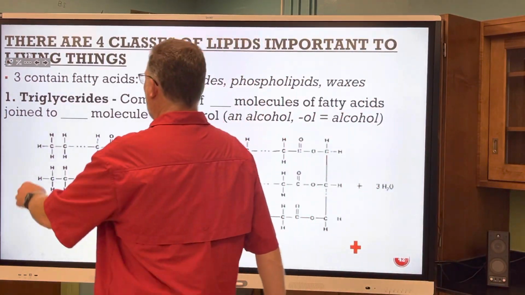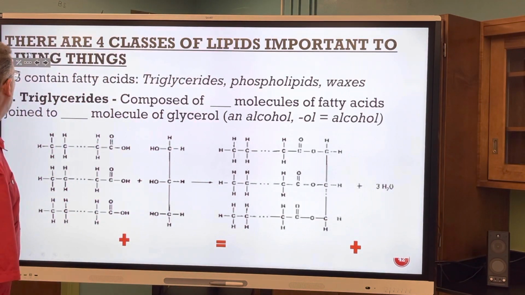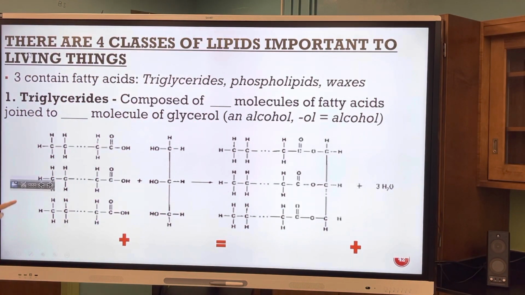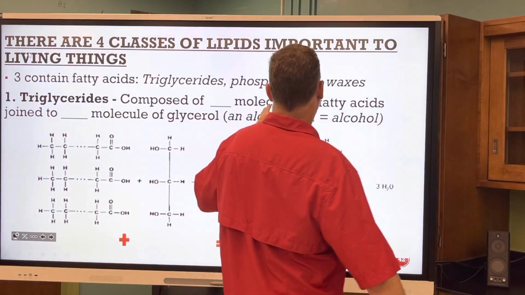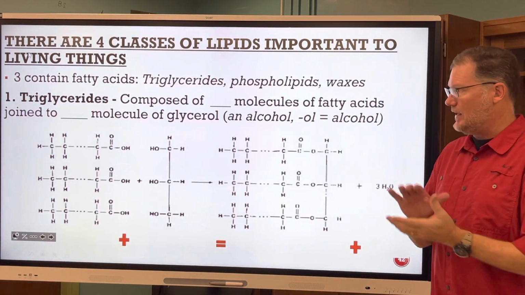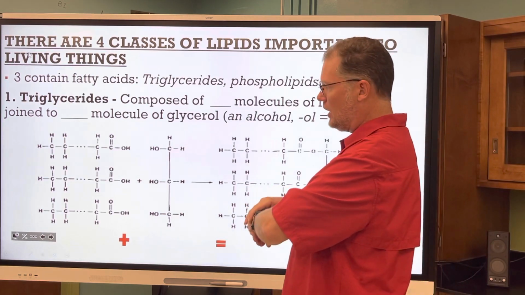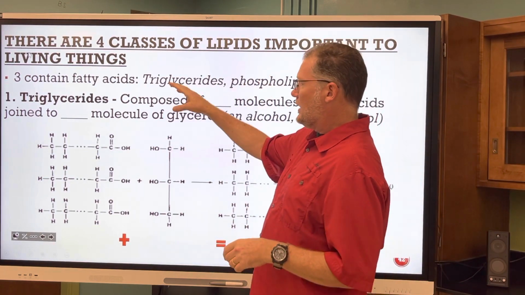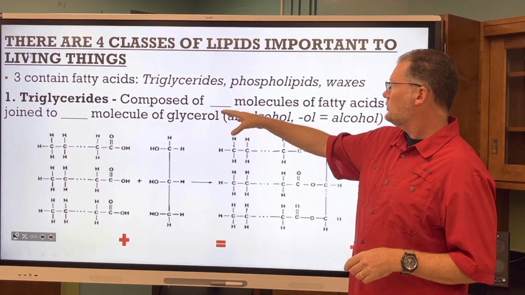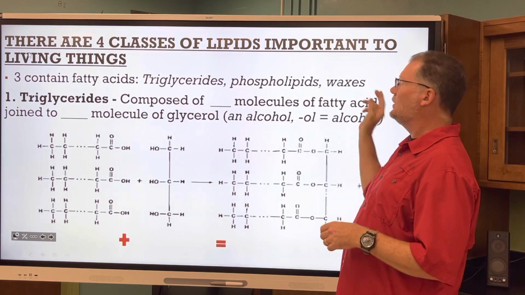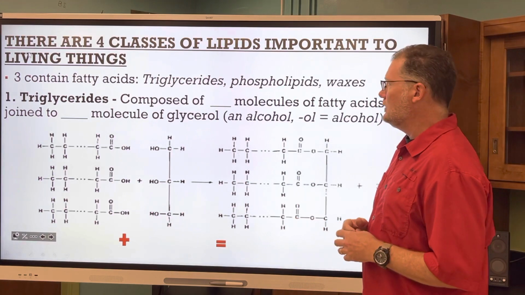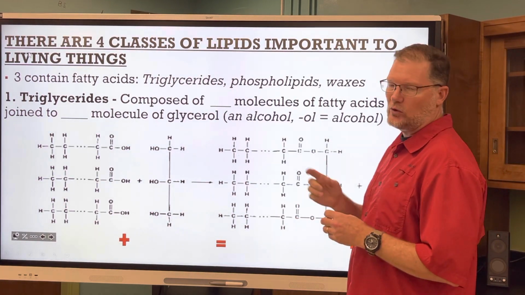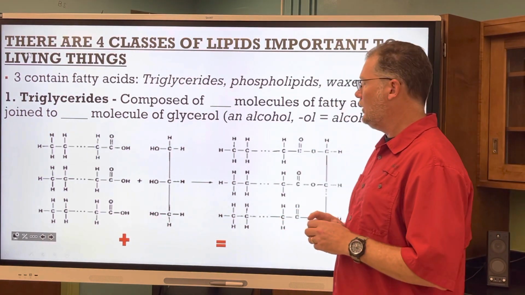All right. So we're on slide 42, and what we see here is 4 classes of lipids that are important to living things. So we have 3 of them that we're going to talk about at first. They're the triglycerides, the phospholipids, and waxes. I'm going to talk about each of them here. And then the 4th one we'll get into in a little while, okay?